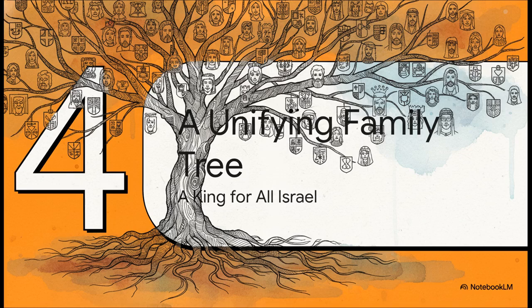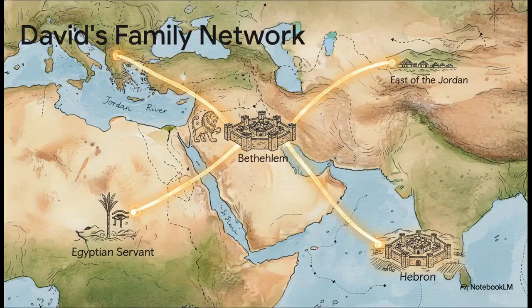This whole argument isn't just about proving David is the legitimate king. It's about setting him up as a king for all of Israel. And the genealogy is the proof, showing how David's family roots actually spread across the entire nation, creating this huge network of kinship. Okay, check this out.